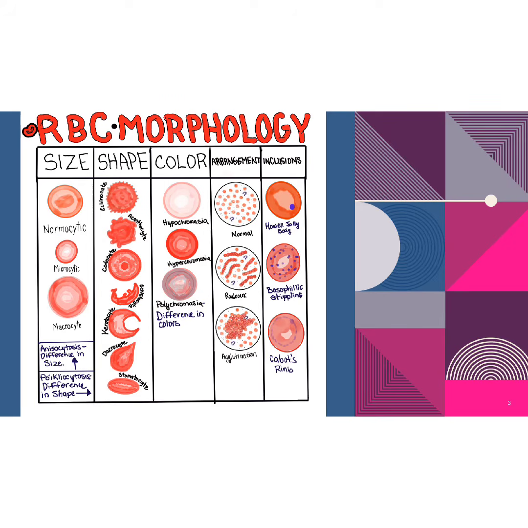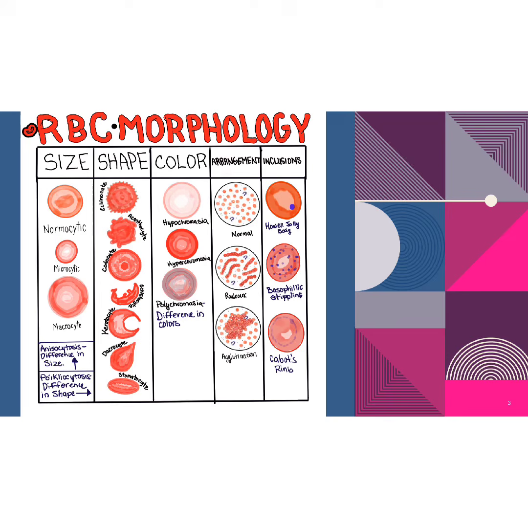When we're looking at color, we say that it's normochromic if it's normal. If there's not a lot of hemoglobin and possibly the patient's anemic, the cell may be pale. We call it hypochromasia. And when there's a lot of color, we call it hyperchromasia. If there's a lot of different colors going on in that blood, we call that polychromasia. So there's several different colors we're seeing.